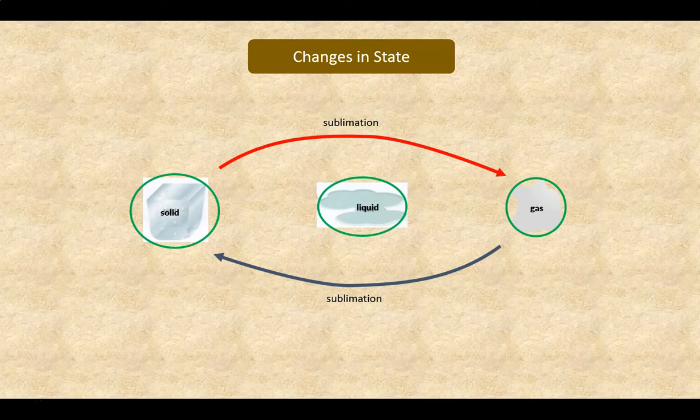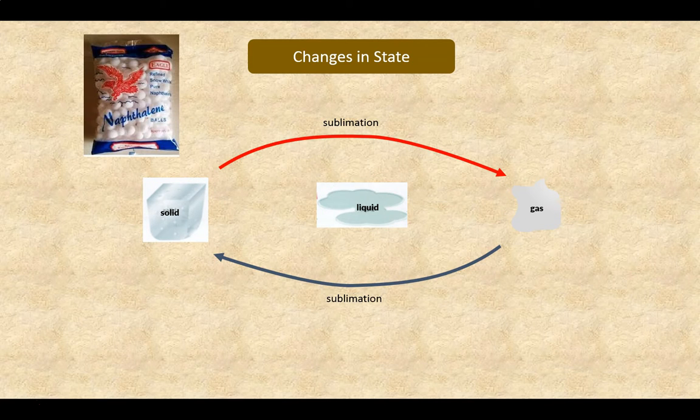Let's now look at an example of sublimation from solid to gas. These are mothballs made of the chemical naphthalene. Once the package is opened, these mothballs will start to sublime from their solid state into a gas called naphthalene vapor. It never becomes a liquid, which is why the arrow passes over the liquid rather than through it.